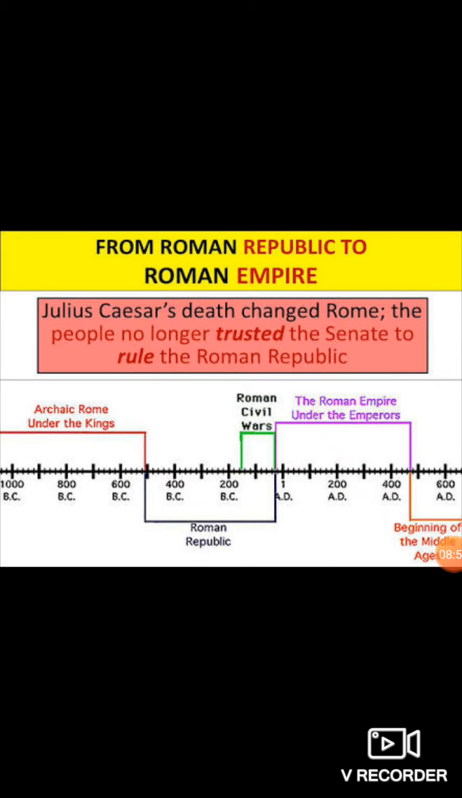Julius Caesar's death changed Rome. The people no longer trusted the Senate to rule the Roman Republic.